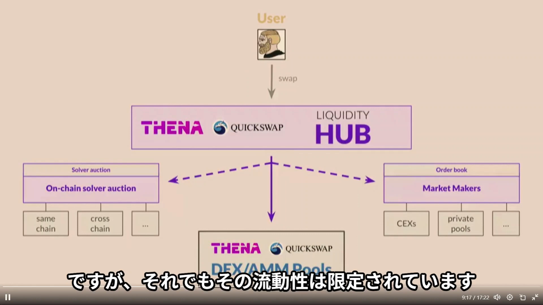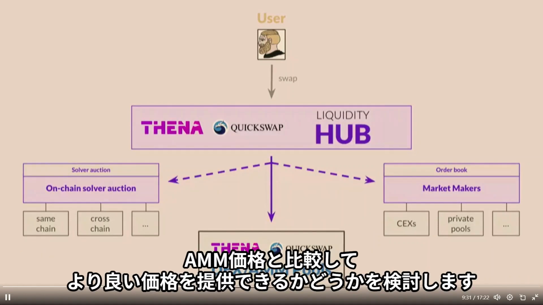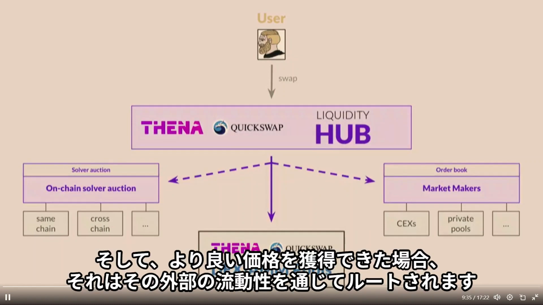What we do with Liquidity Hub is we check against outsourced liquidity. So every time a swap comes into QuickSwap, for example, Liquidity Hub checks against outsourced liquidity. We see whether we can provide a better price as compared to the AMM price. And if we do get a better price, then it's routed through that external liquidity.